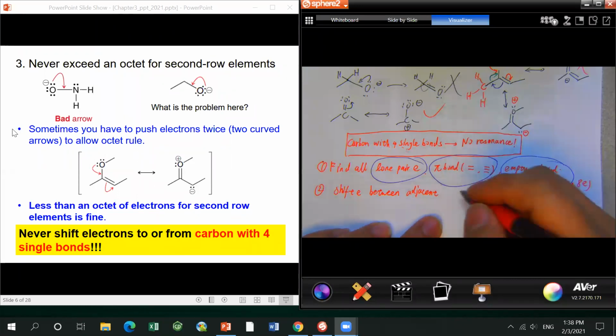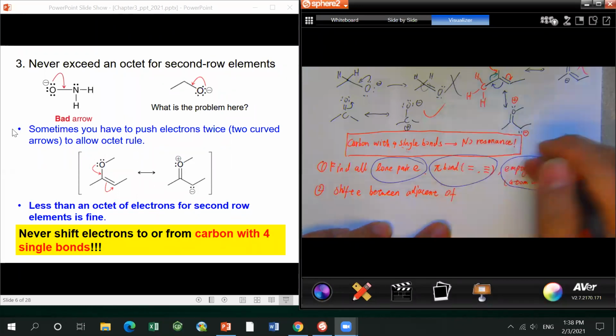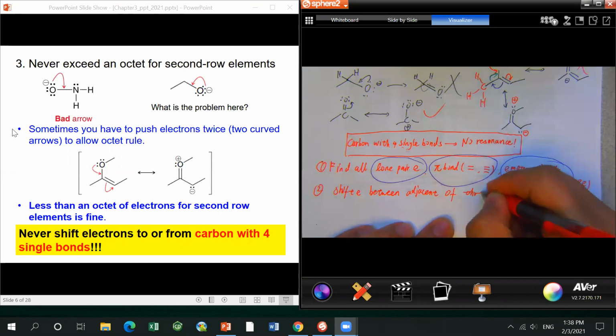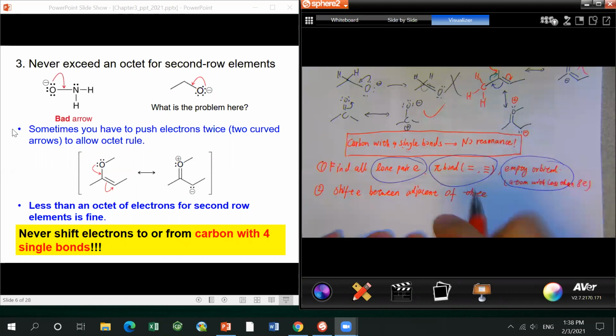Adjacent of three. The three is these three components. So what adjacent means: connected by a single bond.